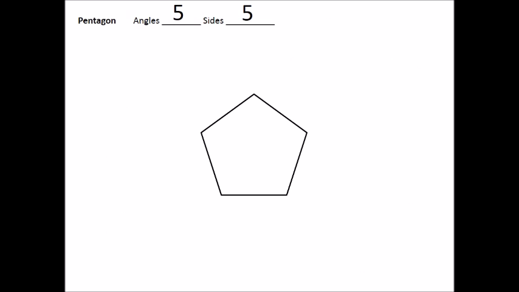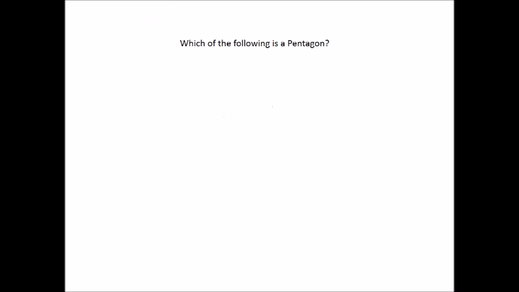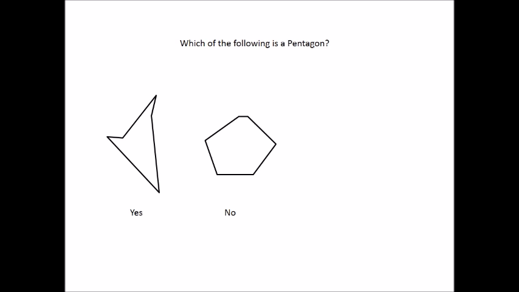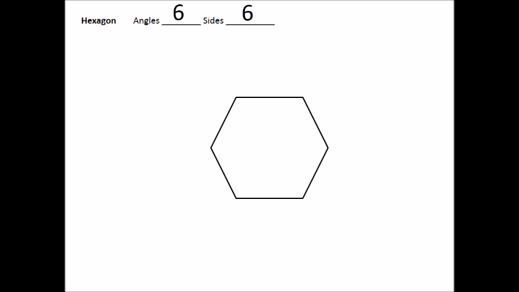Pentagon, 5 angles, 5 sides. Let's try to slow it down for you guys now. Which of the following shapes are pentagons? So you're seeing the pentagon shape. That is actually a pentagon, yes. Doesn't look like a pentagon, but 5 angles, 5 sides. That one, what do you think? No, it actually isn't. It kind of looks like a pentagon, but it has 6 angles and 6 sides. Last one is a yes. It doesn't look like a pentagon, but it has 5 angles, 5 sides.